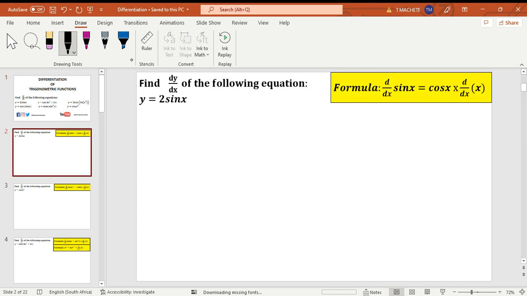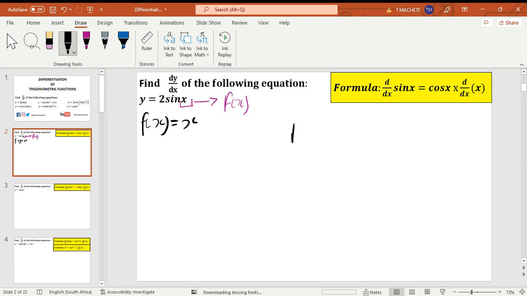Okay, let's go to our first example. So our first example is y equals 2 sine x. The first thing that you do when you come across such questions, you identify your f of x first. So this is your f of x in this case. After identifying that f of x, you write it down. You say your f of x in this case is given by x.